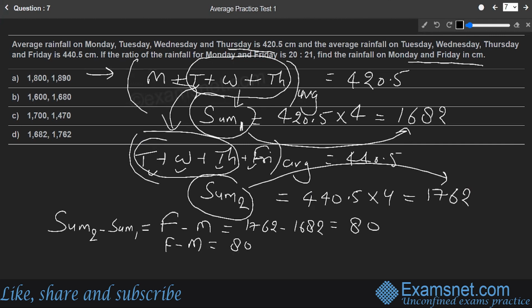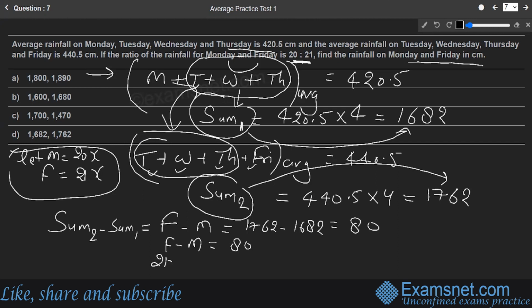Now he has given us one more thing. If the ratio of rainfall of Monday and Friday is 20 is to 21, we can assume Monday's rainfall is 20x and Friday's rainfall is 21x. Now, Friday minus Monday is 80. So in place of Friday, we can write 21x, and in place of Monday, we can write 20x. This is equal to 80. By this, we get the x value as 80. So the x value has come out to be 80.